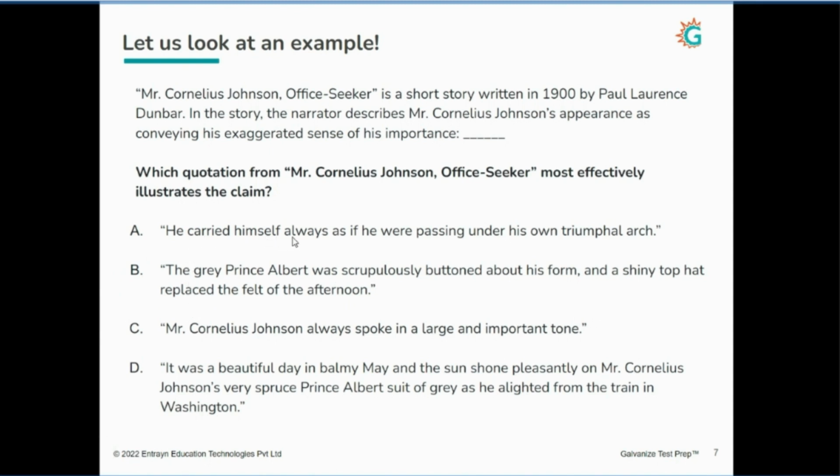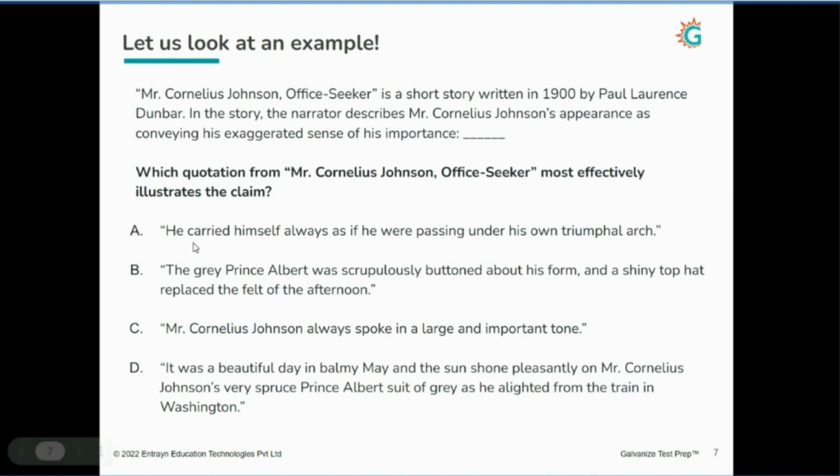Okay. He carried himself always as if he were passing under his own triumphal arch. Would this be effectively illustrating the claim? What do you think? Why? Because as if he was passing under his own triumphal arch, that shows his sense of importance for himself. So this character thinks that he is quite important. Not just quite important, he's very important. That's how he thinks of himself.